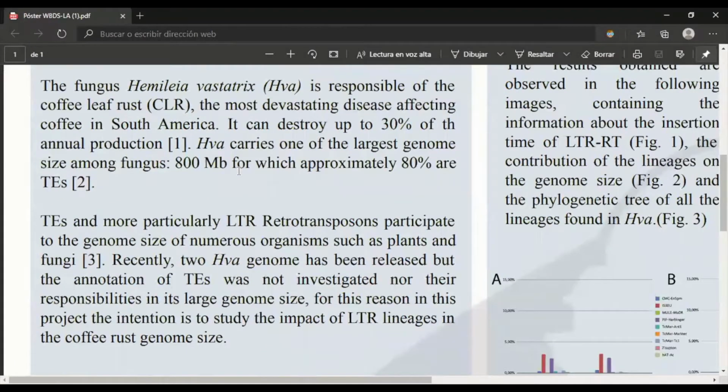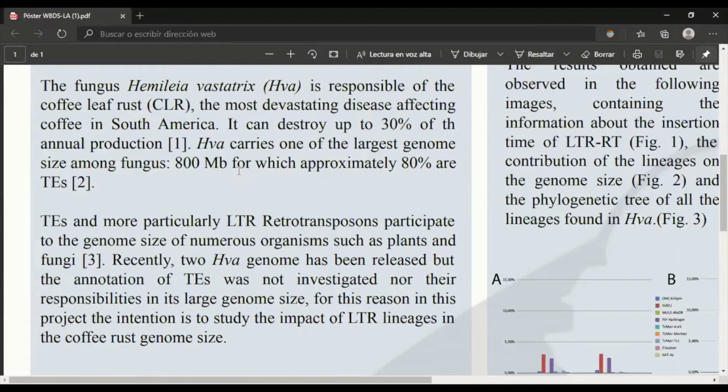The Hemileia vastatrix fungus produces the phytopathogen that has most affected the coffee growing sector in South American countries, called coffee rust, destroying up to 30% of annual productions. Likewise, Hemileia vastatrix has one of the largest genomes among the fungi, being approximately 800 megabases.